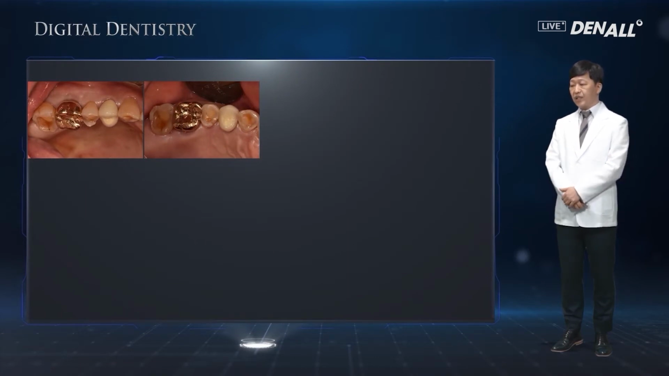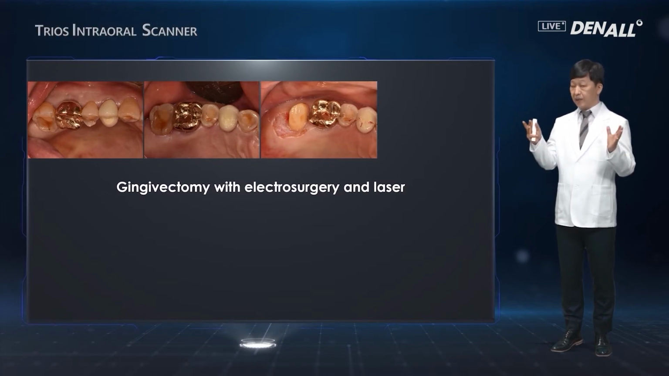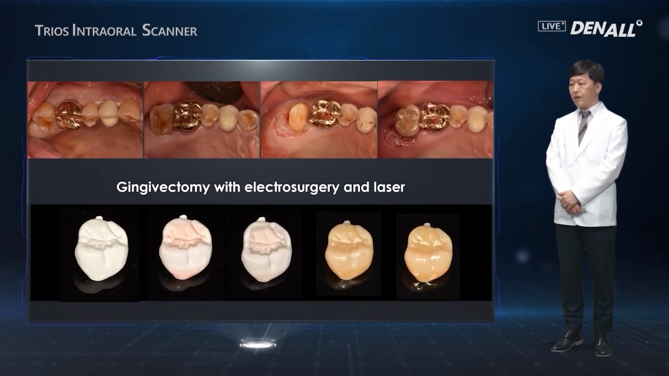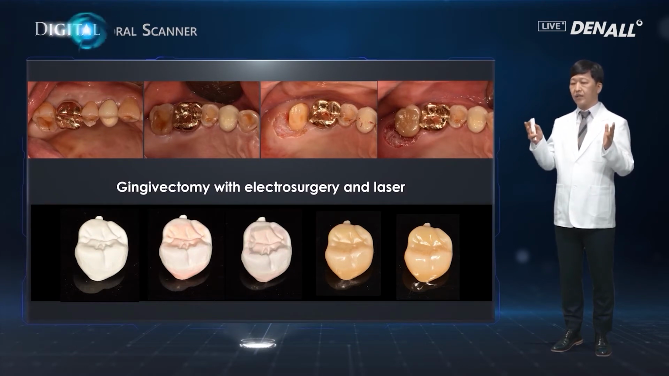The crown of the upper second molar is very short. Electrosurgery and laser are used for gingivectomy, and the scanning is acquired after hemostasis, and the crown is fabricated, and on the very next day, the final crown is completed.